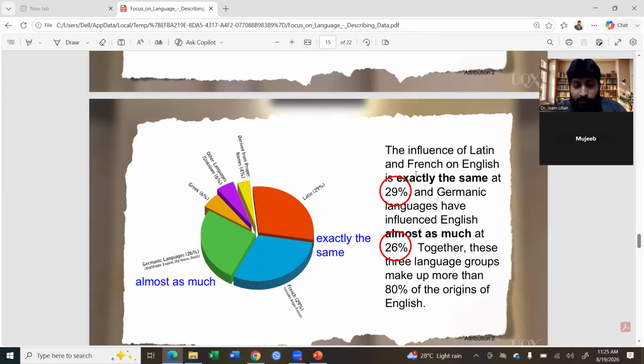Now, can you read this paragraph? The influence of Latin and French on English is exactly the same at 29%, and Germanic languages have influenced English almost as much at 26%. Together, these three language groups make up more than 80% of the origin of English.